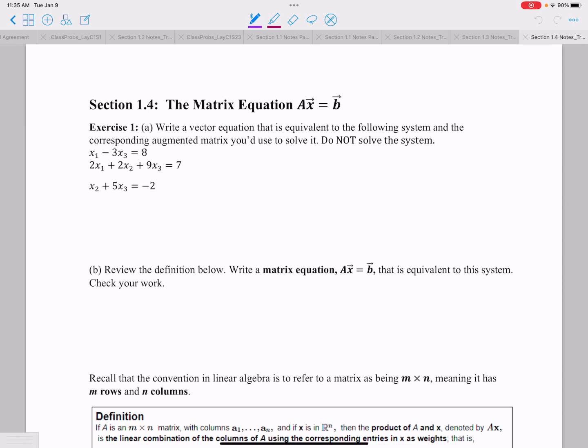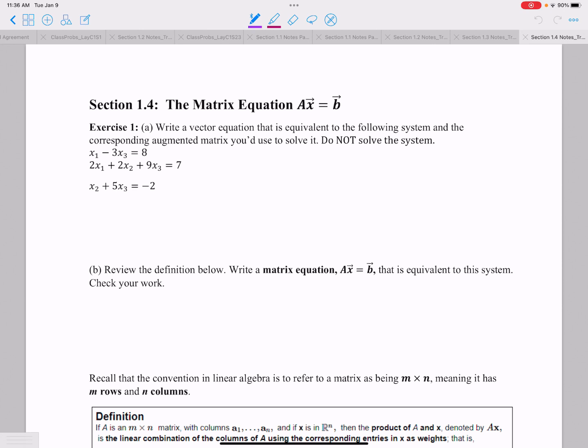So we have seen a couple different representations of a system of equations. We can write it as a system of equations. We could write it as an augmented matrix. We could write it as a vector equation. And today we're going to write it as a matrix equation. So again, the same thing with different representations.